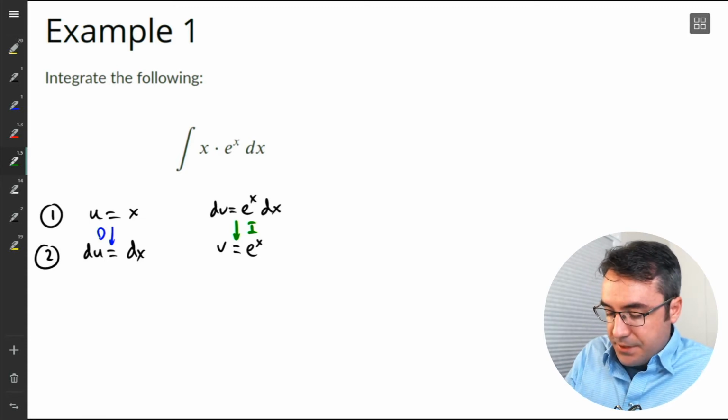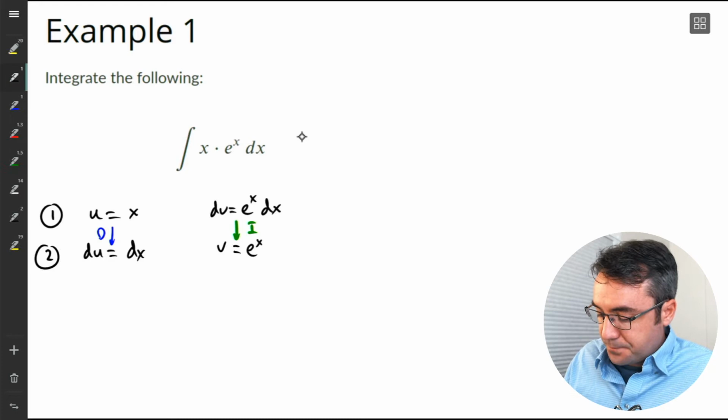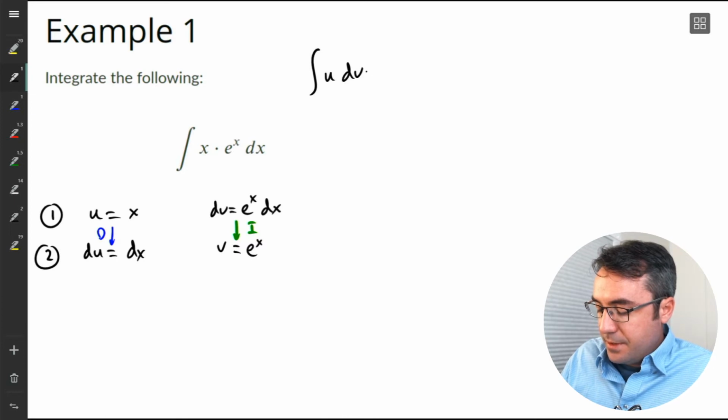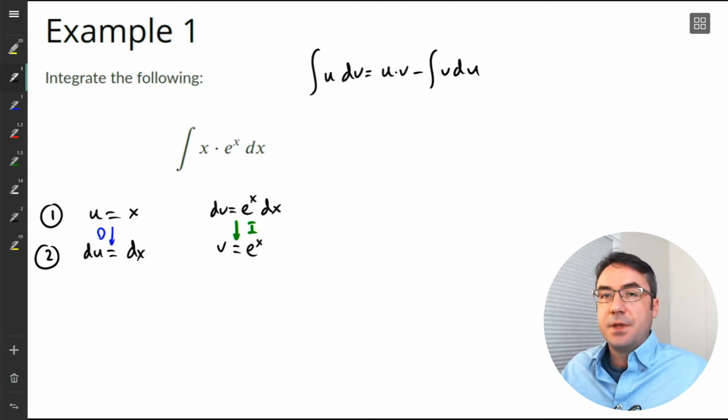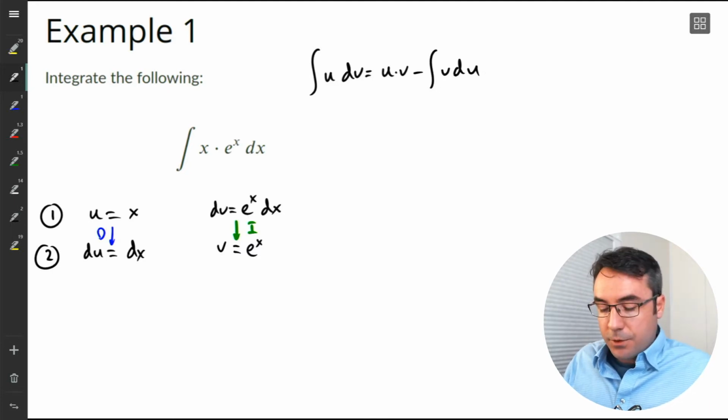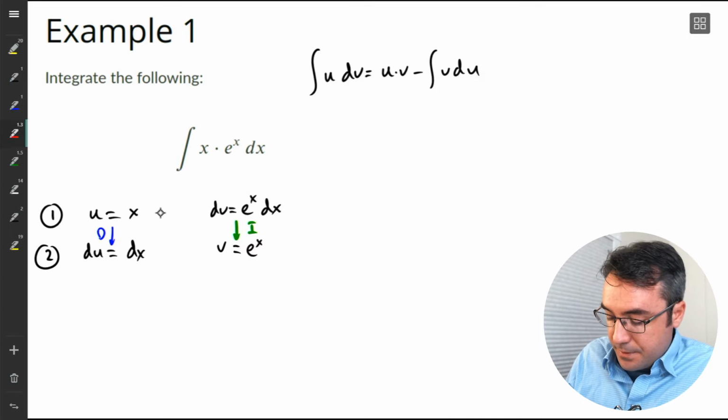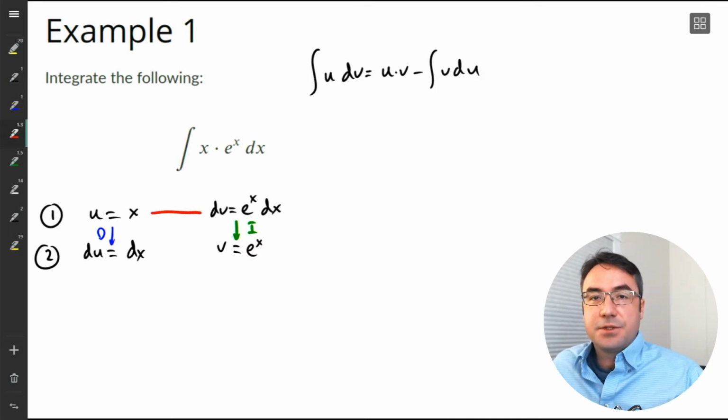So what does the formula say? Let's just write it out again. Doesn't hurt to do that. The integral of u dv is equal to u times v minus the integral of v times du. So the integral that we're trying to do is right along the top there. It's the integral of u times dv. That's the one we're trying to do.